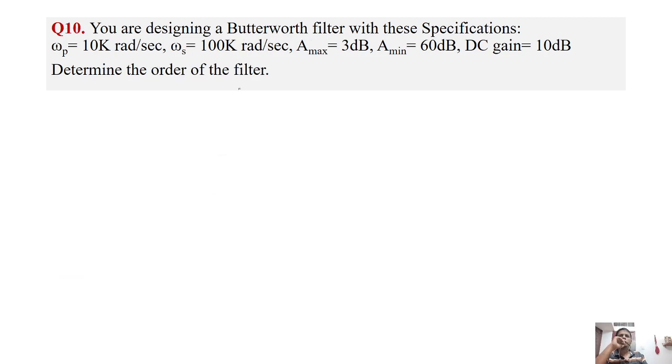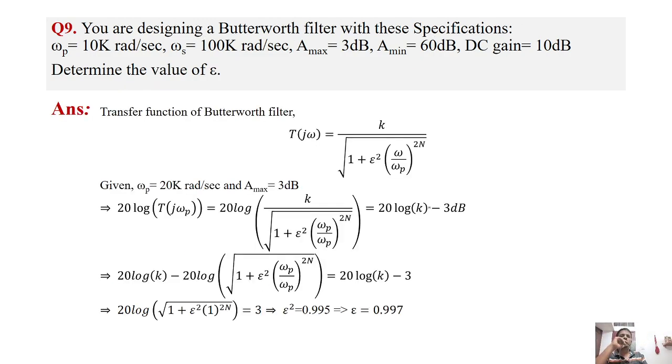Now coming to the last question, the same question. You are designing a Butterworth filter with the following specification, and the question is to determine the order of the filter. We have found how to find the epsilon value. Now how do we find the n value? We already know epsilon. If I substitute omega equal to omega p, this term will cancel and become 1 power 2n, so the effect of n we cannot find. So how will we find n?